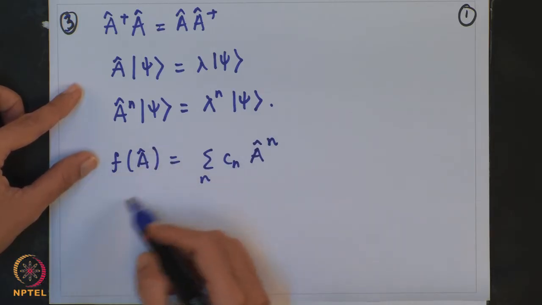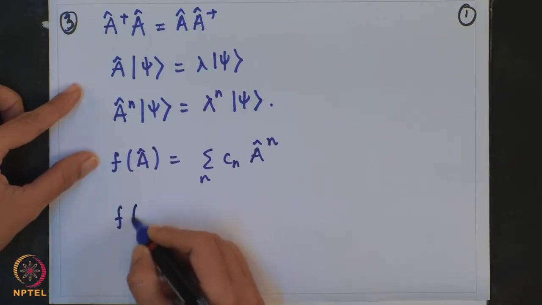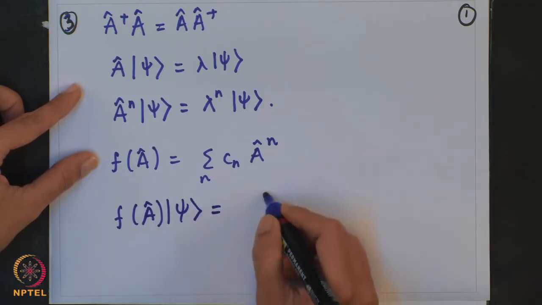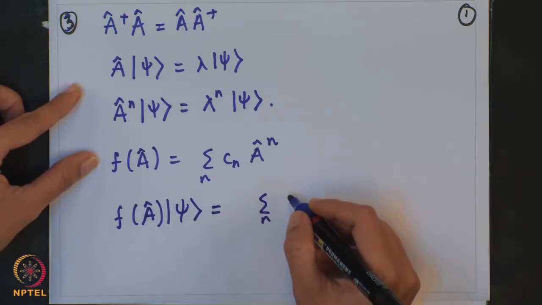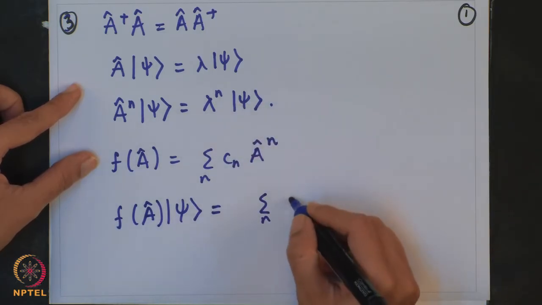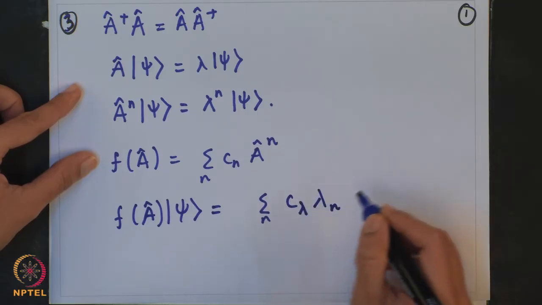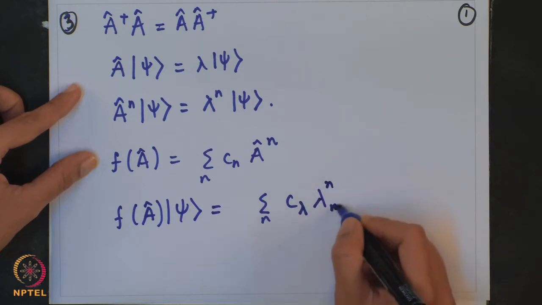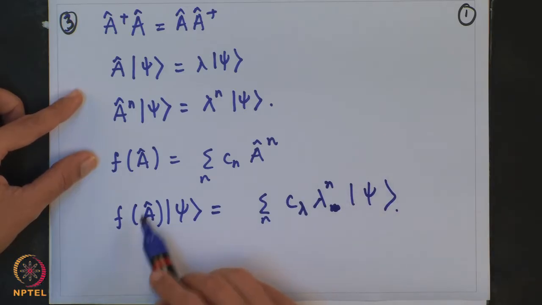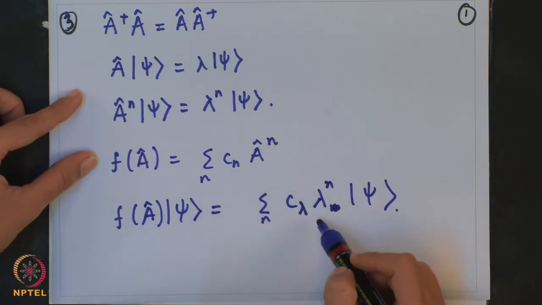So now if f of A is operated on the wave function, one would obtain the eigenvalues. So we will write f of lambda in terms of C_n. This is what we obtain. Okay. So this function is in terms of the eigenvalues, so these would correspond to the eigenvalues.